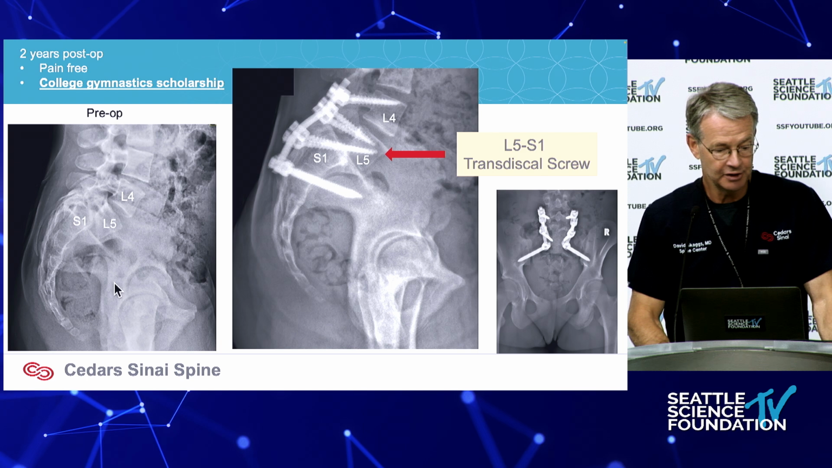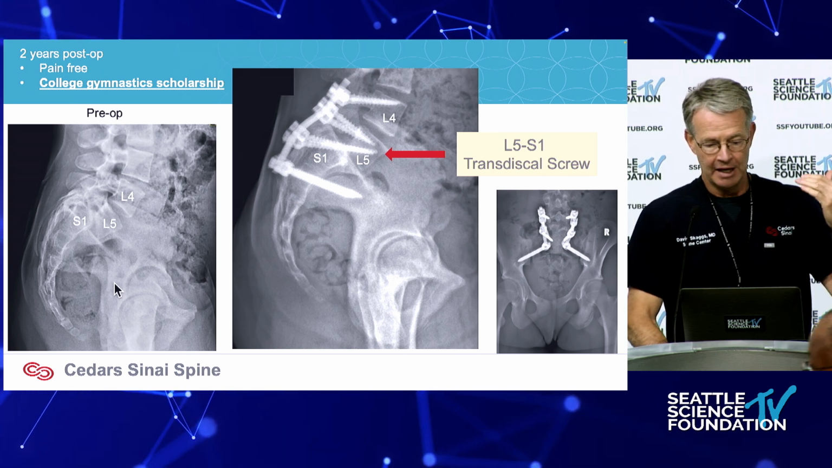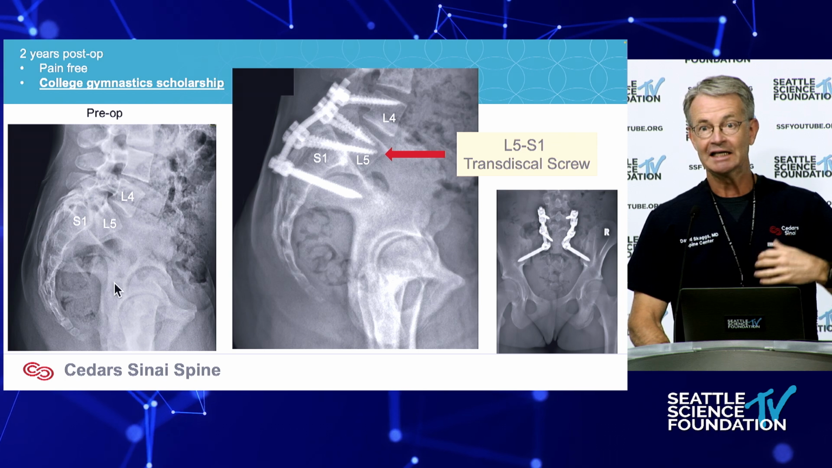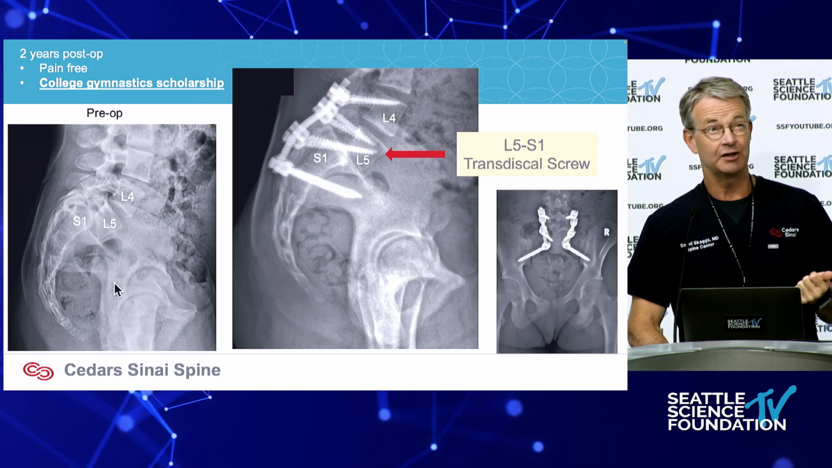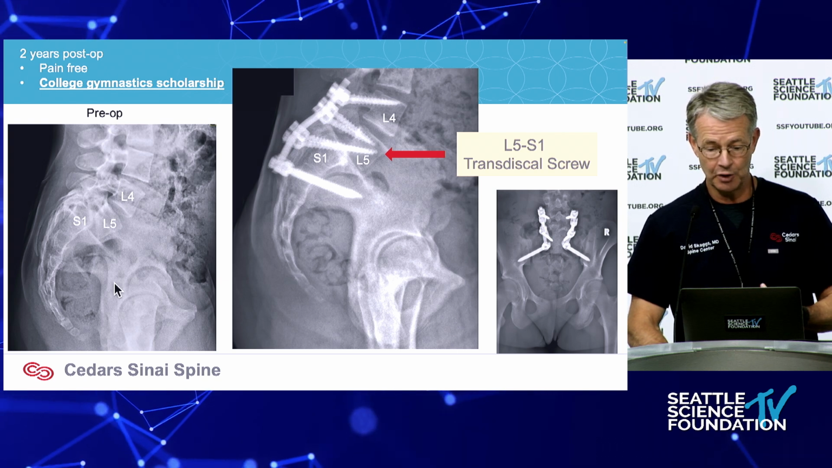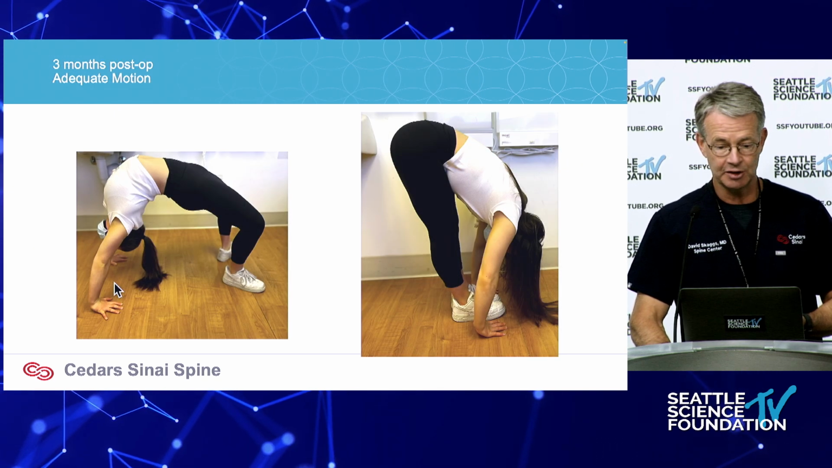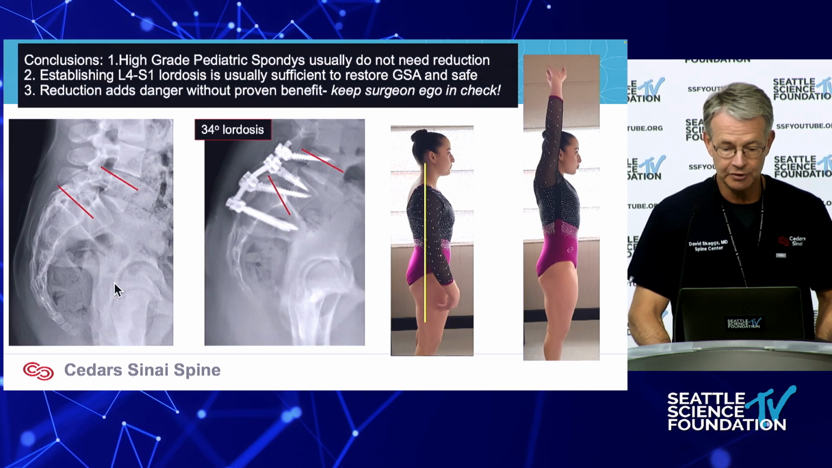So here's what this kid looks like post-operatively. Effectively, this S1-L5 screw is anterior support. I've done this surgery now for 28 years. I've never seen one fail. I've had a lot of people go on and do D1 athletics. Here's a typical kid. This is our level 10 gymnast. 3 months out, pretty good motion.